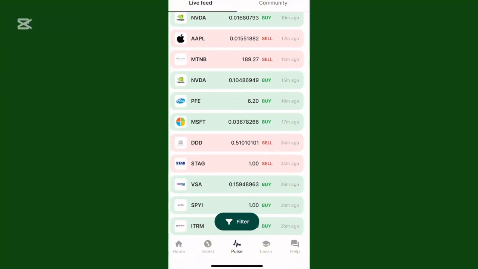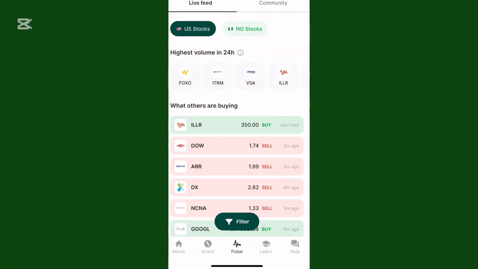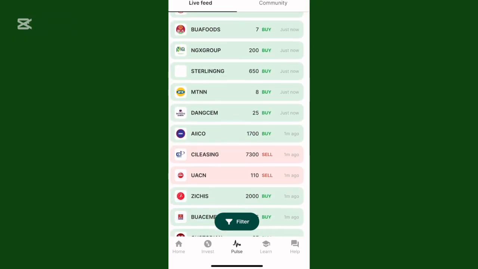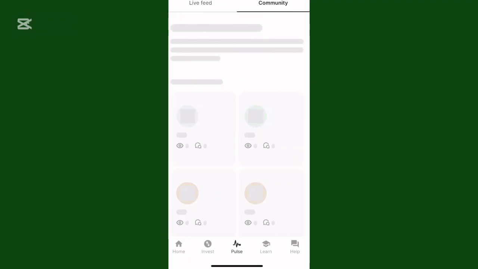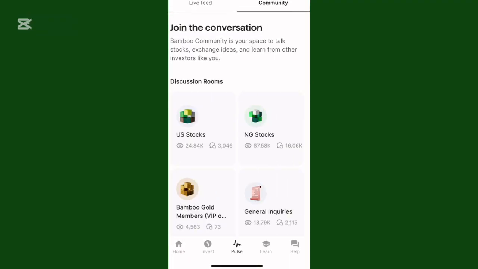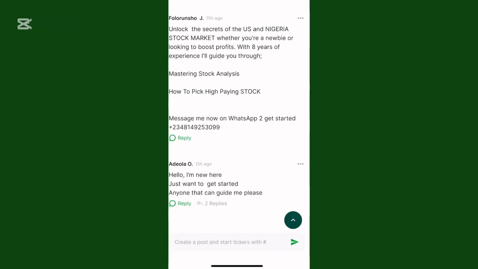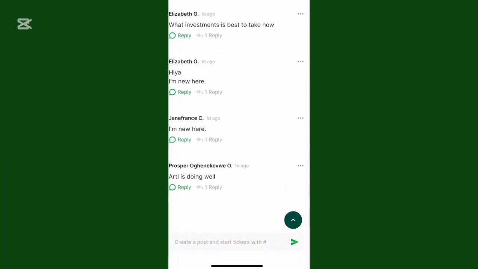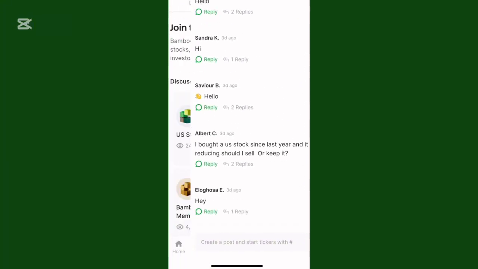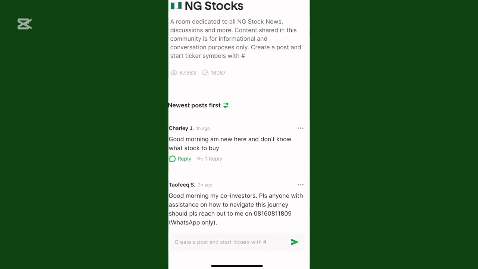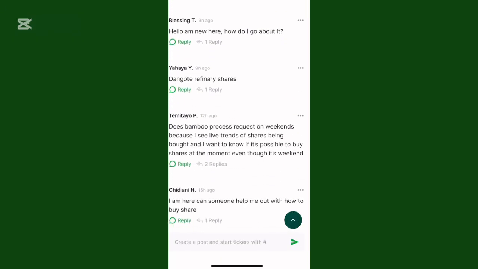I must say that this is really commendable. This is for the US stock. If you click on Nigeria stock, you also see what people are buying and what people are selling. Community, you can see people chatting. For US stock, you can see people are discussing. You can gain knowledge from this community. From Nigeria stocks as well, you can see people talking.